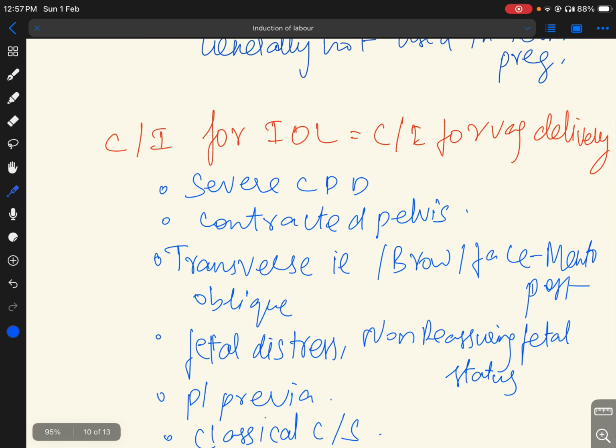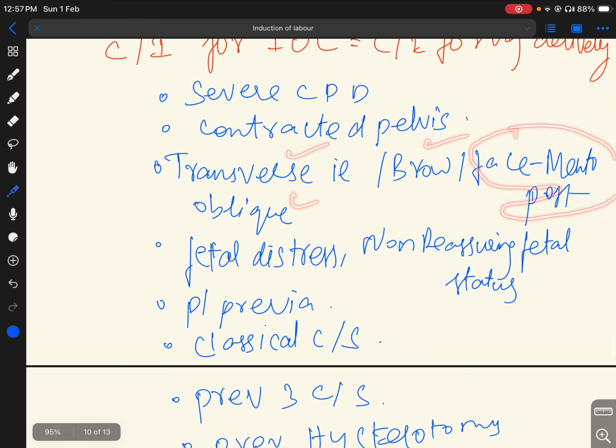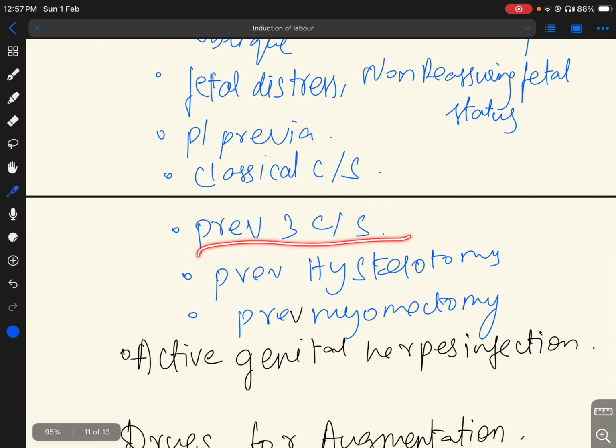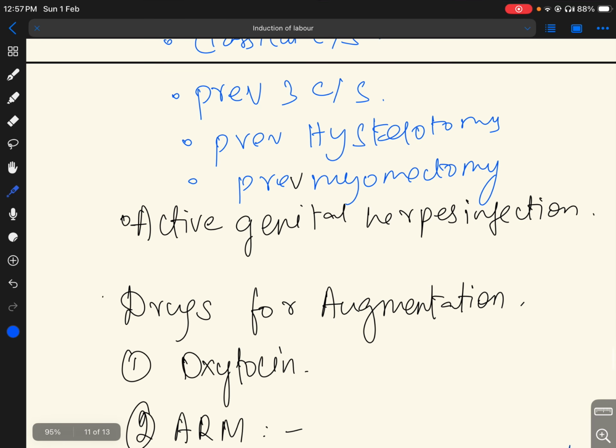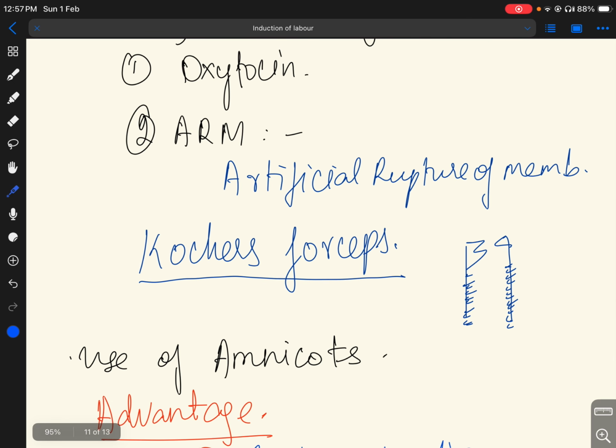Contraindication for induction of labor is equal to contraindication for vaginal delivery. Severe CPD, contracted pelvis, malpresentation like transverse lie, brow, oblique, and face with mento-posterior presentation, fetal distress or non-reassuring fetal status, placenta previa, classical C-section or previous 3 C-section, previous hysterotomy or previous myomectomy, active genital herpes infection. Drugs for augmentation or oxytocin, artificial rupture of membrane, using Kocher's forceps.